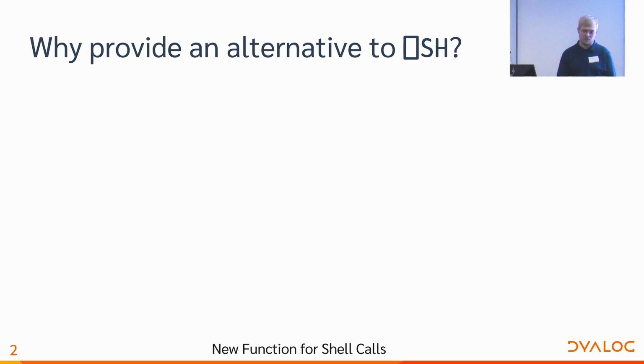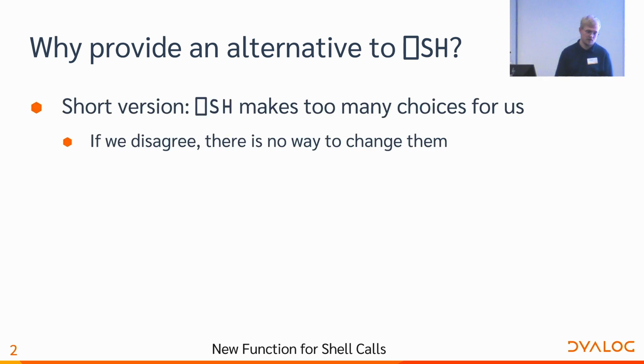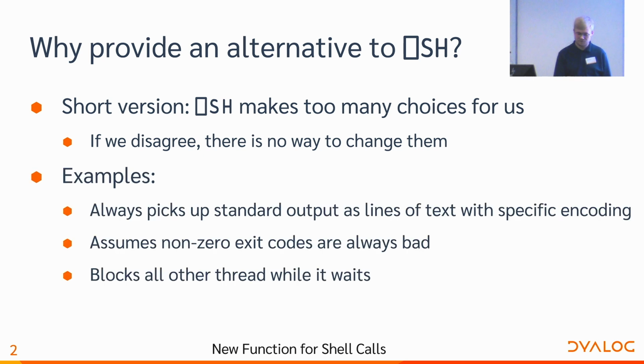So, first of all, why do we need to provide an alternative? The short version is that quad SH just makes too many choices for us, really. And if we disagree with these choices, there's not much we can do. There's no way to configure them. For example, quad SH always just runs the child process, picks up standard output and converts that into lines of text. It doesn't do anything with standard error. And it assumes that if the child process exits with a non-zero exit code, then that's bad and it gives a domain error. But that's problematic because maybe it produced some output before that, and we want to look at that to see what went wrong.